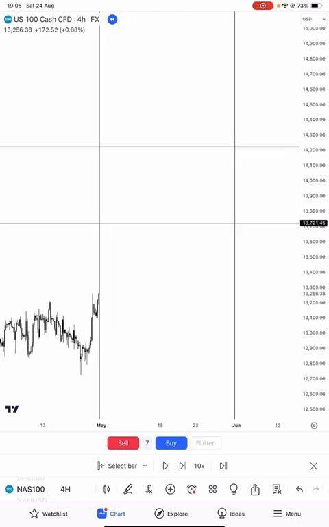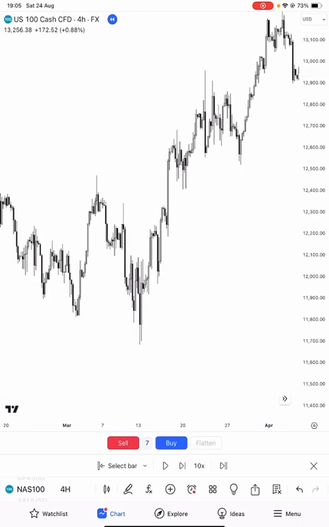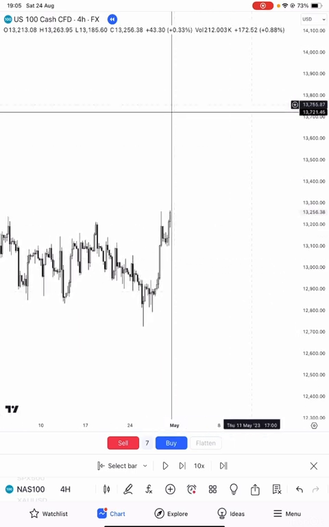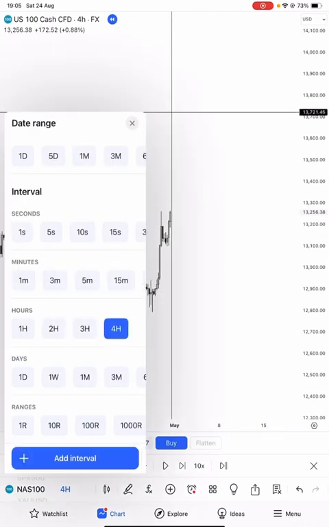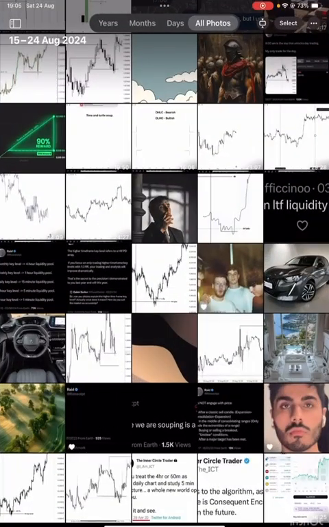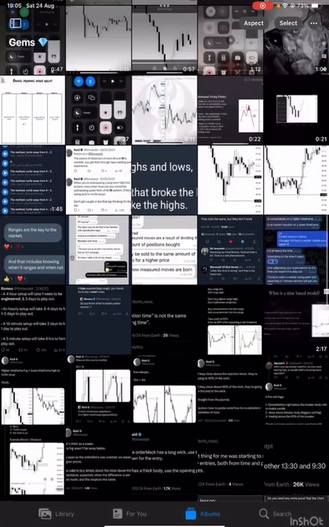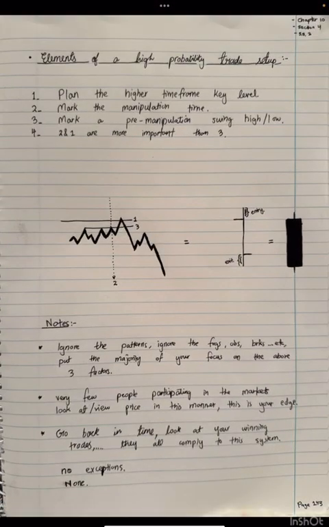Now, I like to view the monthly range within a 4 hour time frame, because it gives me a nice view. See, this is the previous month. Chop consolidation, chop consolidation, chop consolidation. Expansion, consolidation, expansion. So, as you know, the 3-step to high probability trading is gems. This is basically my approach.